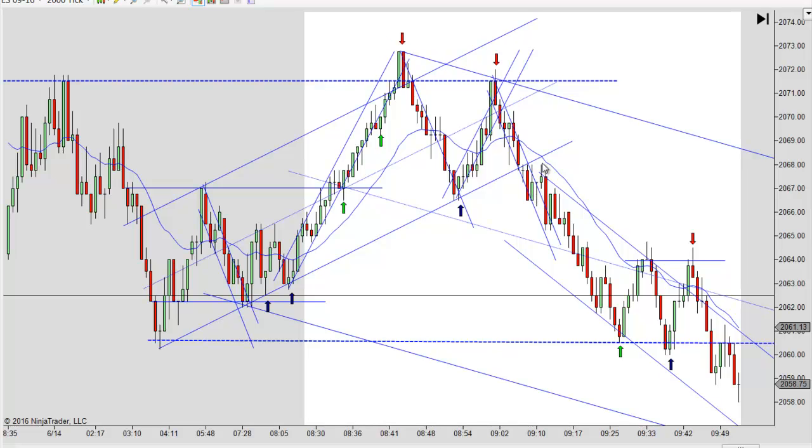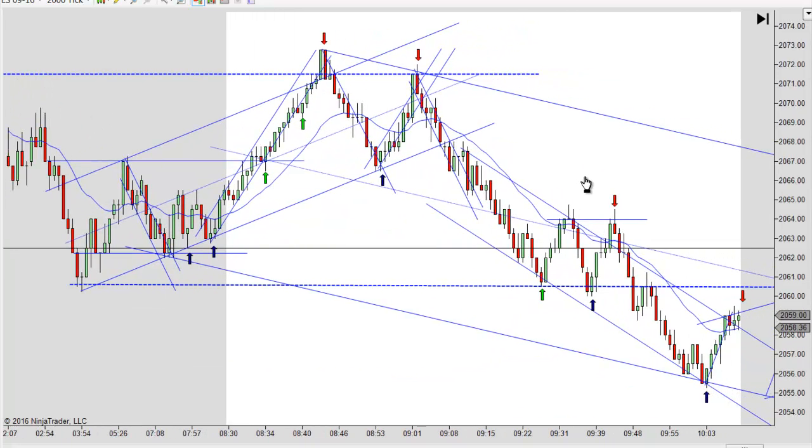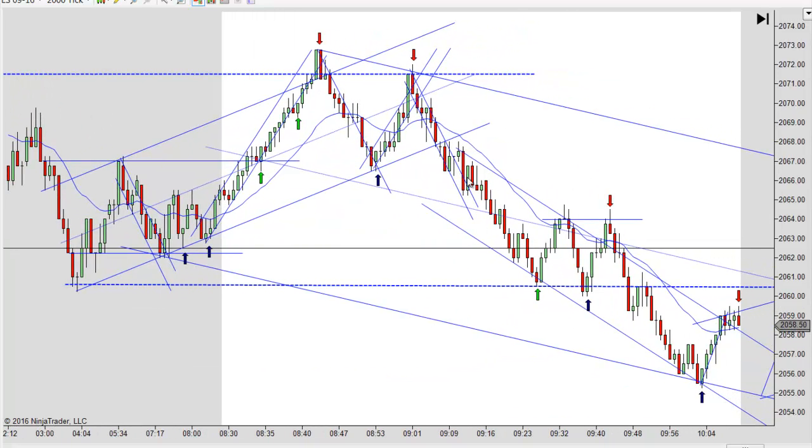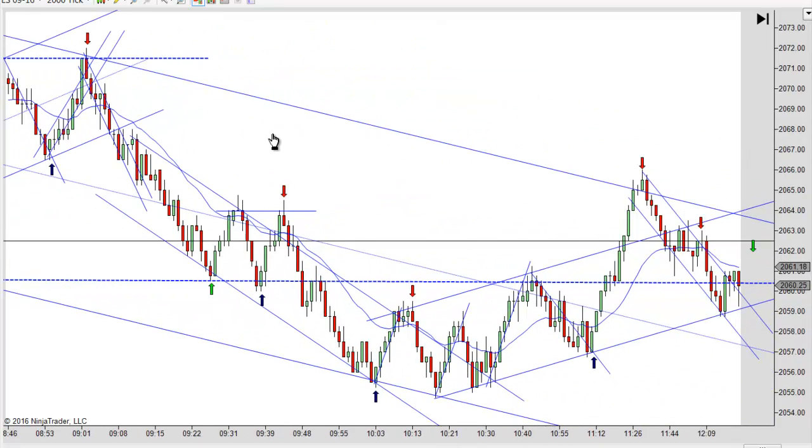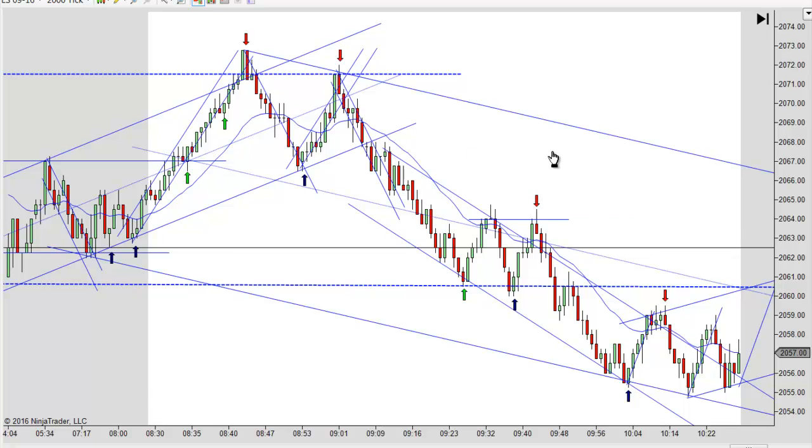You get a failed second entry long here, but again, it's right into a double bottom. It's your first close outside of this channel, so you're probably going to get a new low, but there's not much room right there by that double bottom. And notice it didn't go very far, and it tried to bounce. Then it turns back down again. But it still turns out to be a really nice trade.